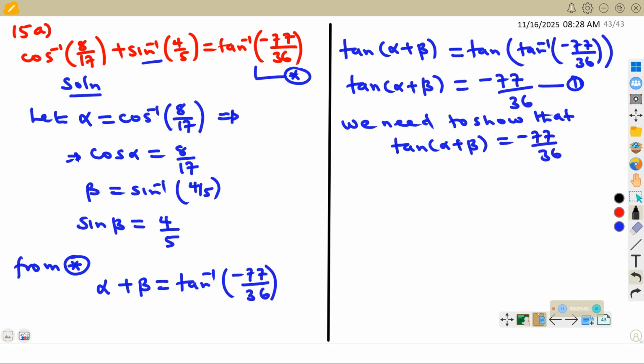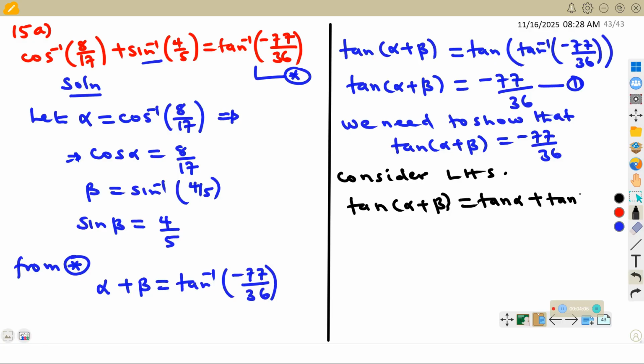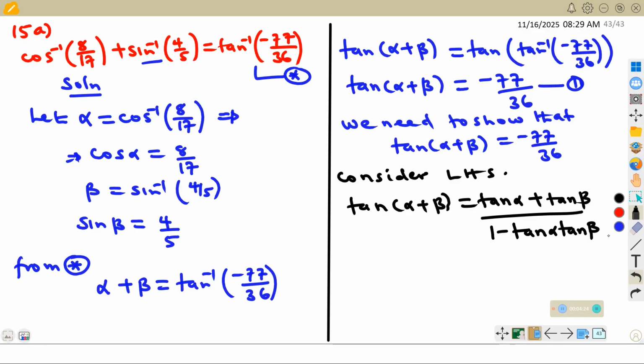So let us consider the left hand side, tan of alpha plus beta. Tan of alpha plus beta is the same as tan of alpha plus tan of beta, divided by 1 minus tan alpha tan beta. So let us now look at how best we can get tan of alpha and tan of beta.